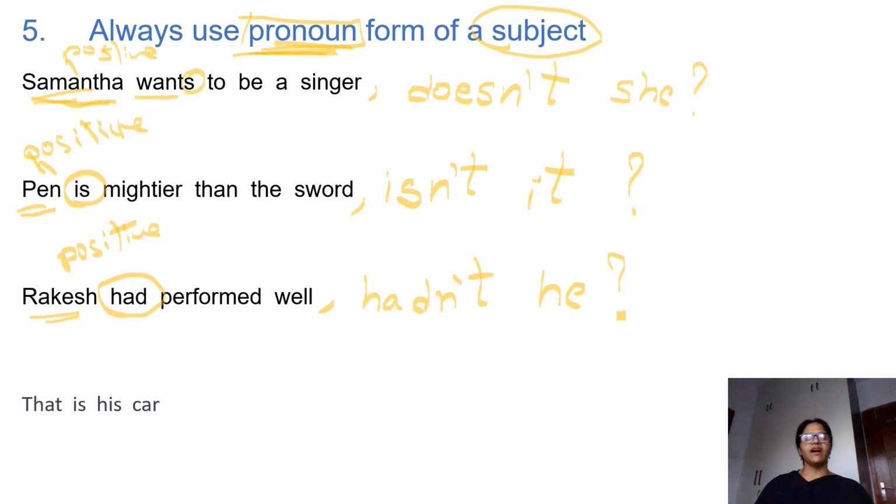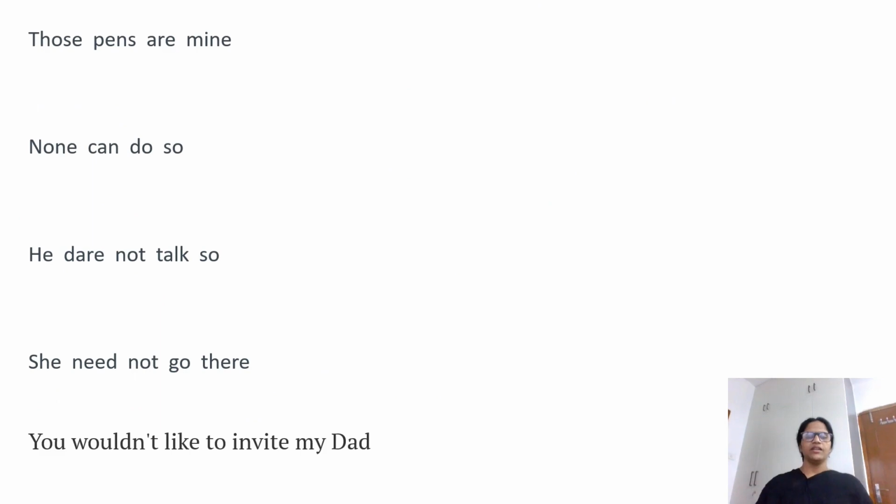This is his car. Auxiliary verb is, and the statement is positive. We need a negative tag. Is not, contraction is isn't. Third person, so isn't it? Those pens are mine. What is the auxiliary verb here? Are. And the statement is positive. Need a negative tag. Are not, contraction is aren't. Those is a third person plural form. We need they. Aren't they?